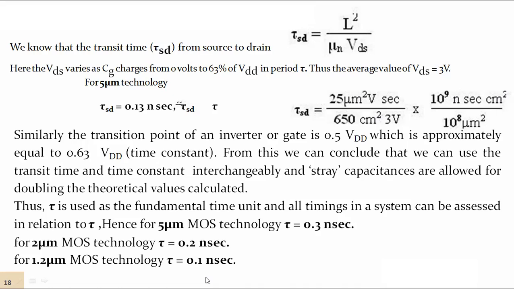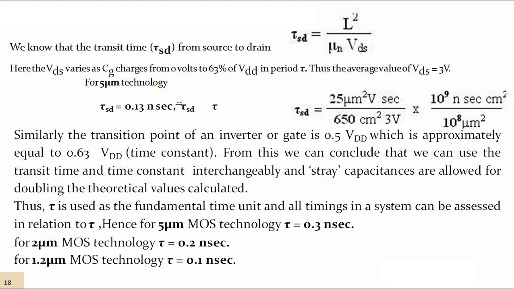Okay, this is similar. The transition point of an inverter or a gate is 0.5 VDD, which is approximately equal to 0.63 VDD, that is the time constant. Okay, it is same as the previous one. From this we can conclude that we can use the transit time and time constant interchangeably. Transit time and time constant, they are interchangeable. You can calculate the transit time or the time constant from the two parameters.